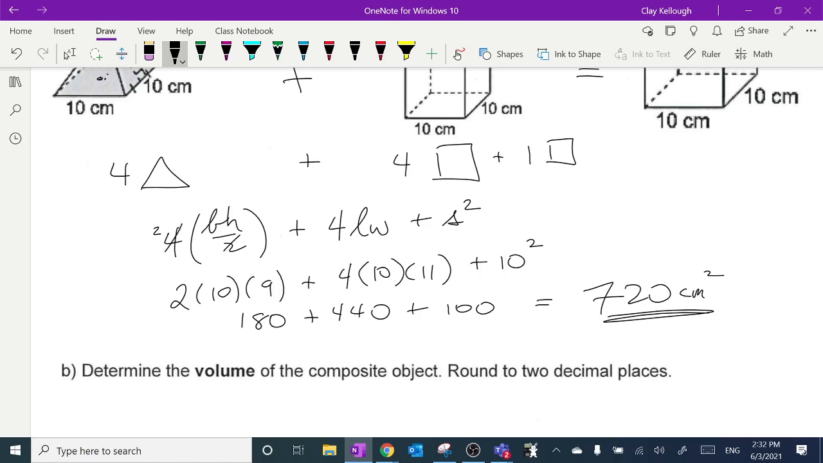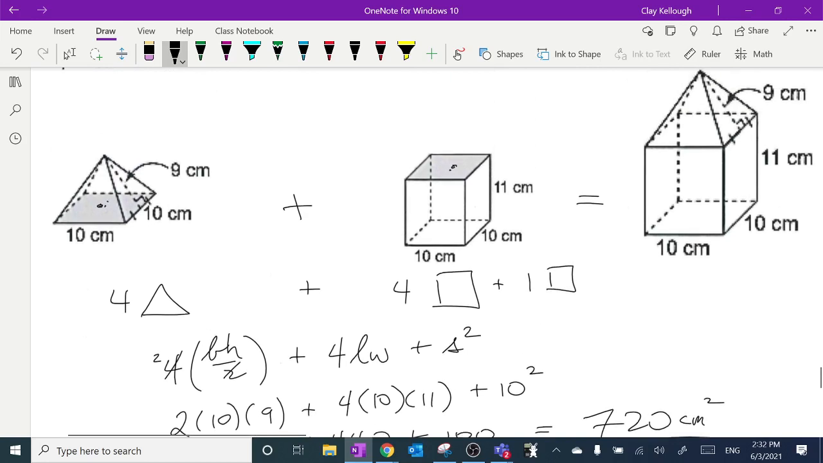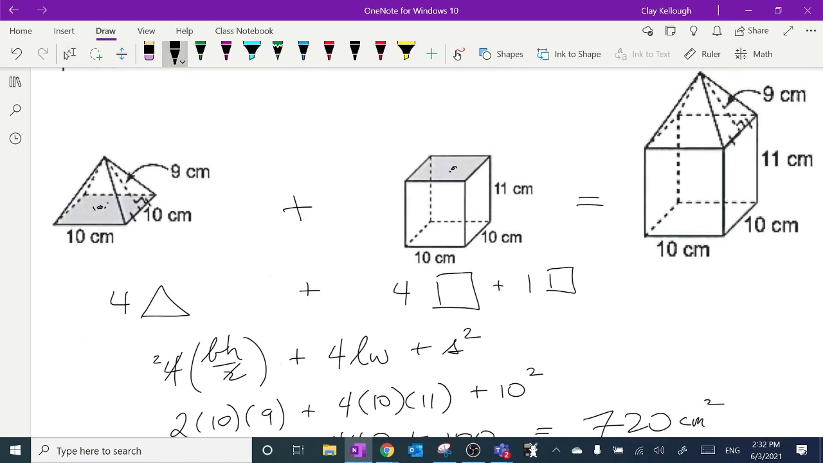Okay. Now, back to my question. When we glued these two objects together, we lost some area. We lost this square and we lost that square. Do we lose any volume? And the answer is no. It's still the same volume.